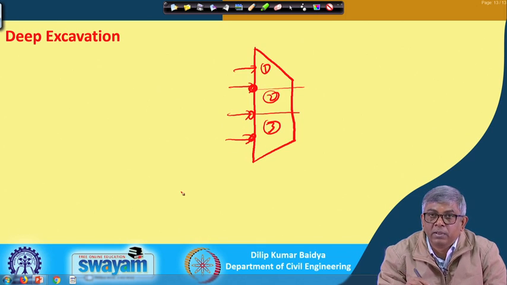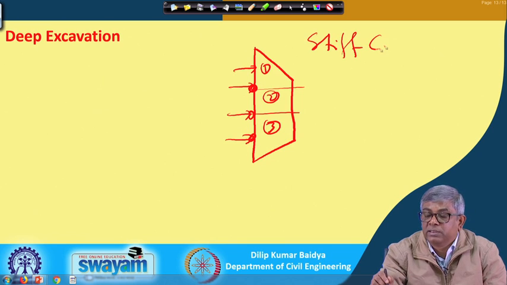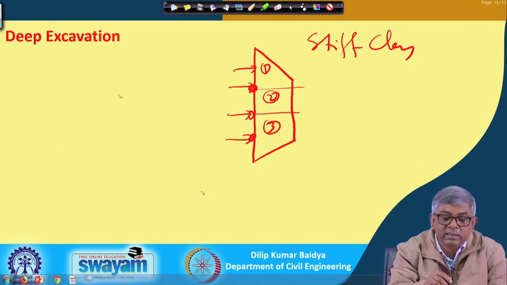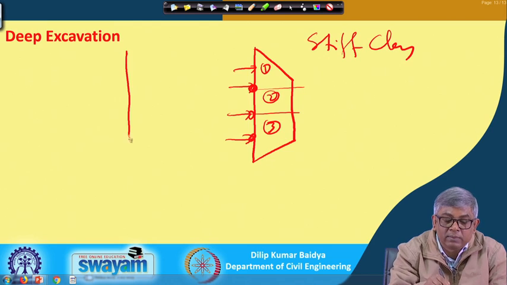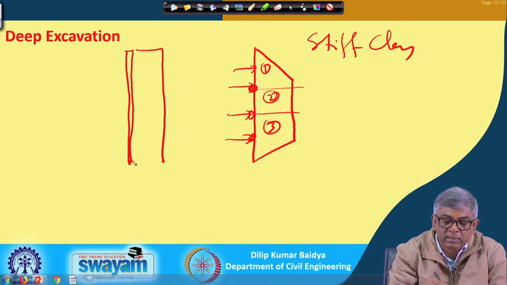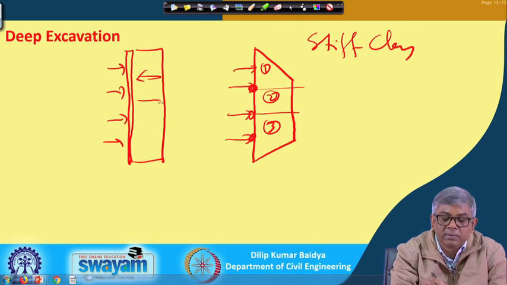So part 1, part 2, part 3. Instead of saying this, what is this actually? This is actually stiff clay. When it is stiff clay, and if it is sand, then we could have considered something like this. This is the one, and your pressure diagram will be something like this, and your start location something like this. So, the pressure diagram is like this.